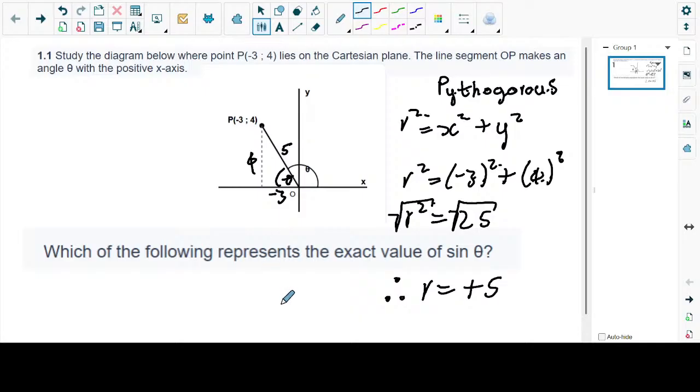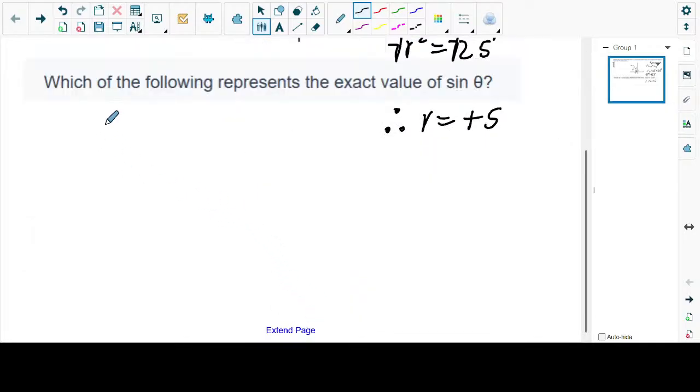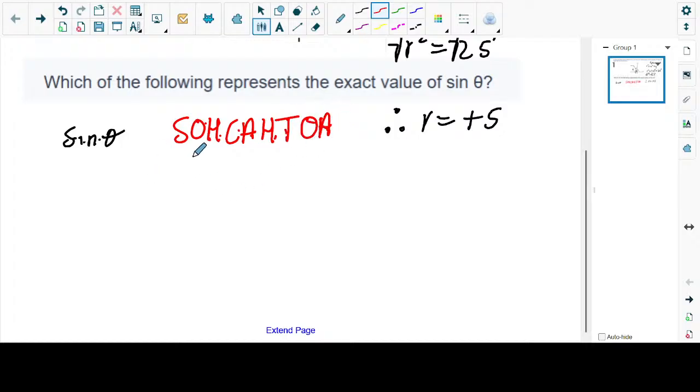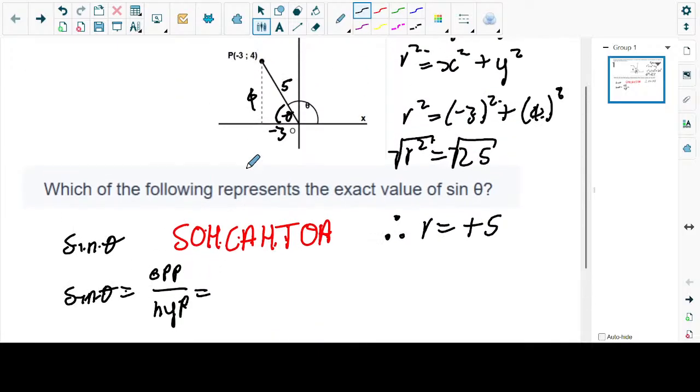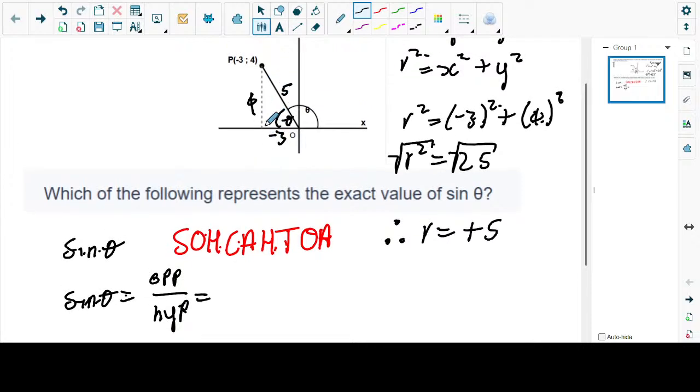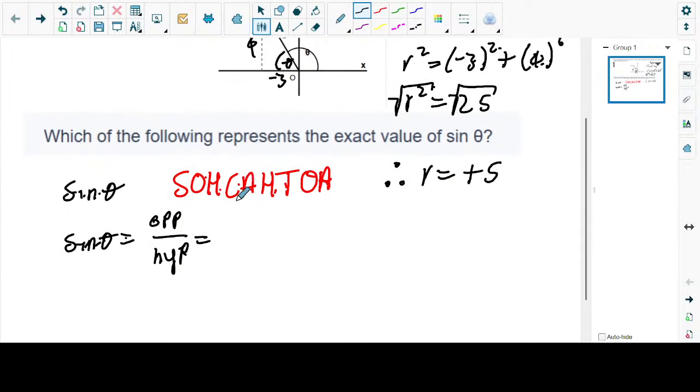Next, we can attempt the question. We are looking for the sine of theta. How do we define sine? It's opposite over hypotenuse. If we define sine without any angle, it's opposite over hypotenuse. But now we're going to define sine in relation to theta. So what is opposite to theta, and what is the hypotenuse of theta?